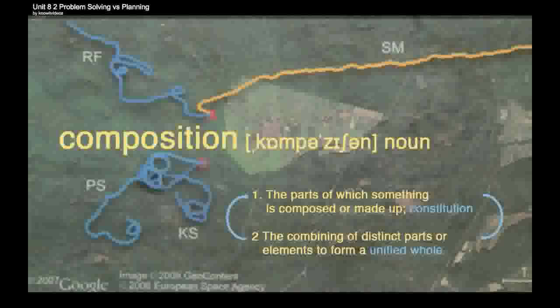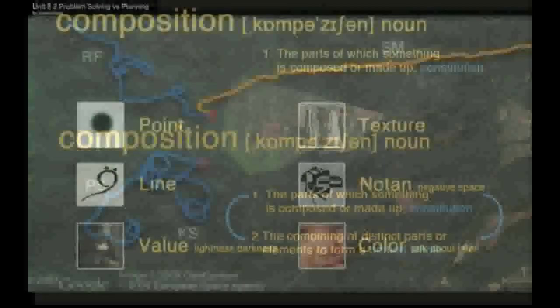One is the actual things that it's composed of, its constitution, and the other part is the process of combining those distinct parts and elements to form a unified whole. And we said that this is an iterative process in that we loop through it and that we look at what we have inside of it and how it works.